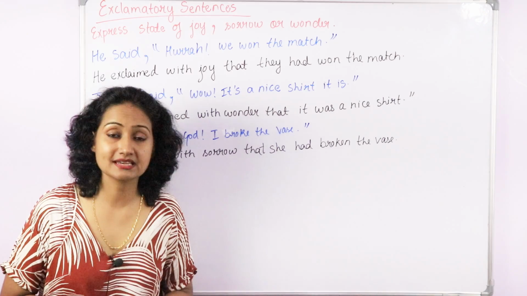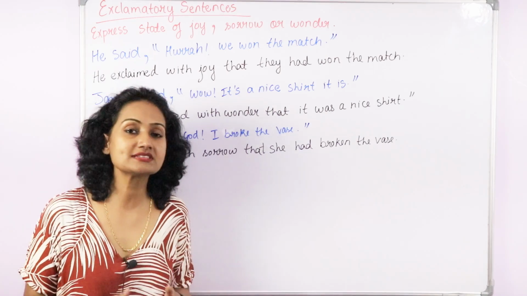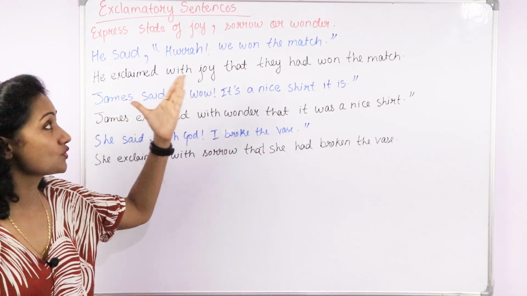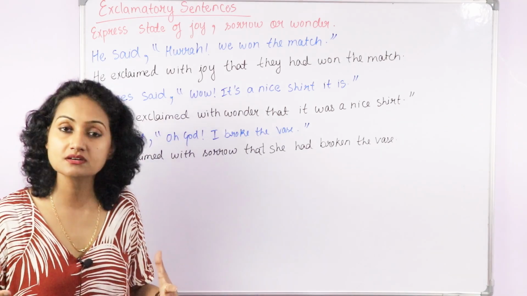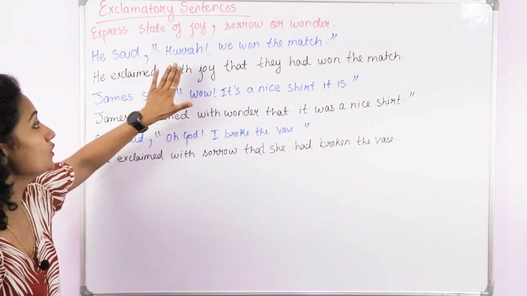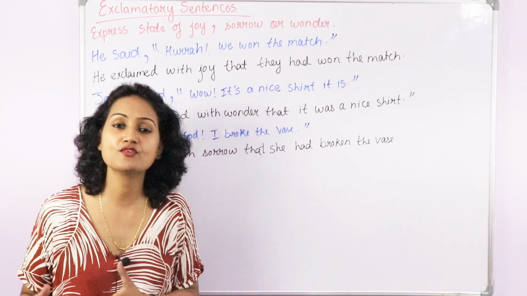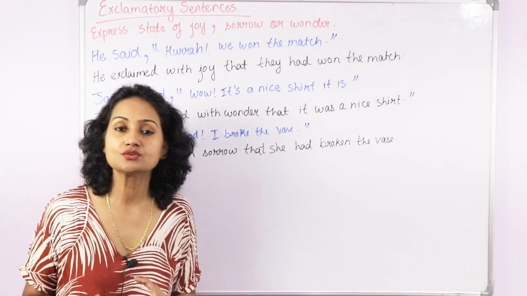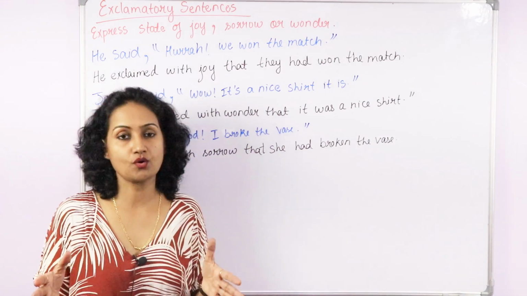Next is exclamatory sentences. Let's see how we are supposed to report an exclamatory sentence. Exclamatory sentences are those sentences that express a state of joy, sorrow or wonder. Joy when you are really delighted, sorrow when you are really sad, wonder when you are surprised or astonished. So here he said, hooray, we won the match. Exclamatory sentences are like, hooray, we have won the match. Alas, we have lost the match. Wow, she's so pretty. So when there is a sudden outburst of your emotions, strong emotions, those are called exclamatory sentences.